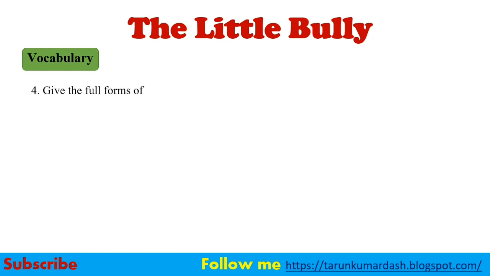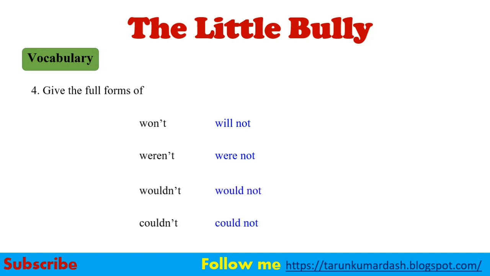Give the full forms of the following: won't, weren't, wouldn't, couldn't. For won't, we can write will not. Weren't, we can write were not. Wouldn't, it will be would not. And couldn't will be could not.